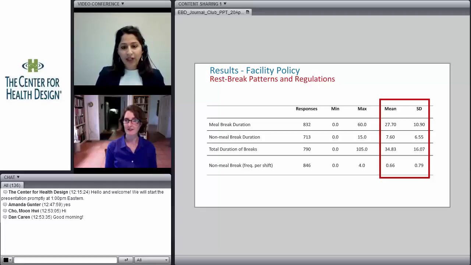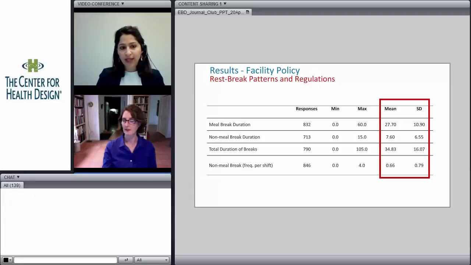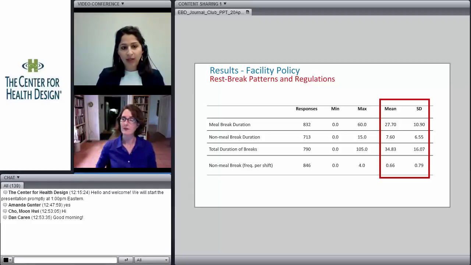And in terms of their break pattern and regulation, the average meal break duration was about 27 minutes. The average non-meal break duration was 7 minutes, but the frequency of taking those breaks we found was less than 1 per shift. So they are hardly getting any non-meal break compared to the meal break. That's pretty important.